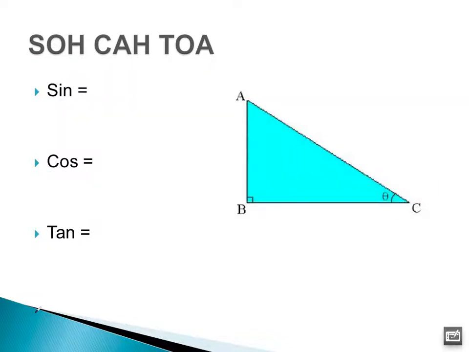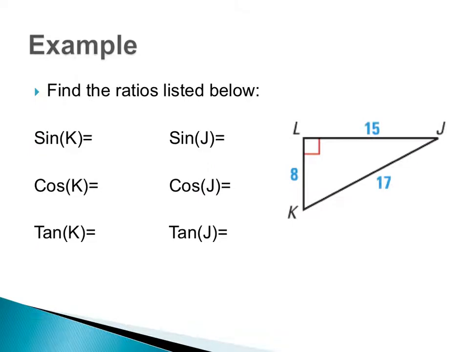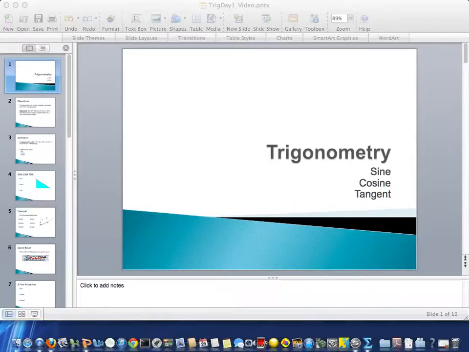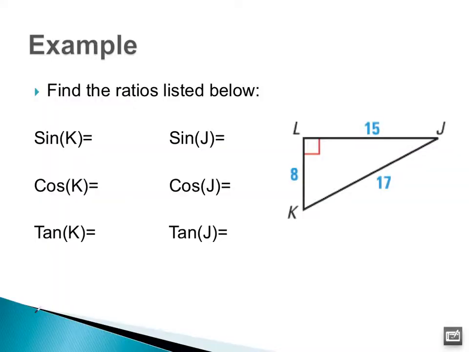Most of the time you will be given the sides, given measurements, like in this example, and then it's going to say find the ratios listed. First thing that I would do is write SOH CAH TOA at the top. So if you could write SOH CAH TOA at the top of your paper.